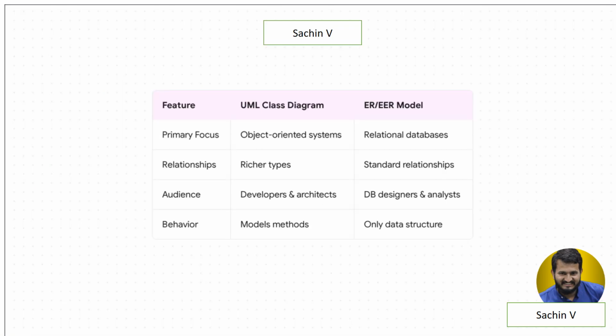The key difference really just boils down to focus. ER diagrams are data first. They were born and raised in the world of relational databases for database designers. UML, on the other hand, is object first. It comes from the world of software development. That's why UML has those richer relationship types we just talked about: aggregation, composition, and it can even model behavior, not just data. They're just built for slightly different primary audiences.